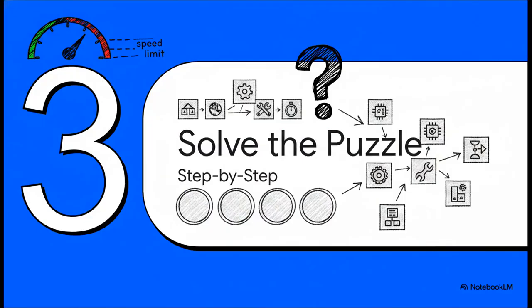All right, now for the main event. We have our speed limit, 57.6 seconds. We have our target, 5 stations. It is time to solve the puzzle. How do we assign all 12 of our tasks to those 5 stations without breaking any of the rules?